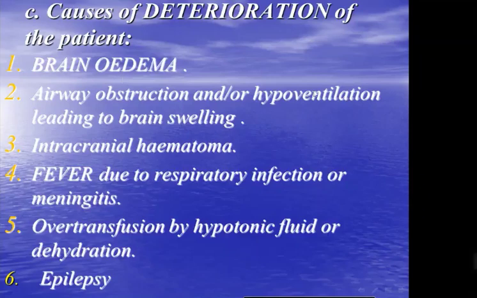Airway obstruction and or hypoventilation leading to brain swelling. Airway obstruction and hypoventilation will lead to hypoxia and hypercapnia, and the brain will be in need of more oxygen. To get more oxygen, there will be vasodilatation in the vessels of the brain to take more blood, which contains a low amount of oxygen, and this will lead to more and more brain swelling.